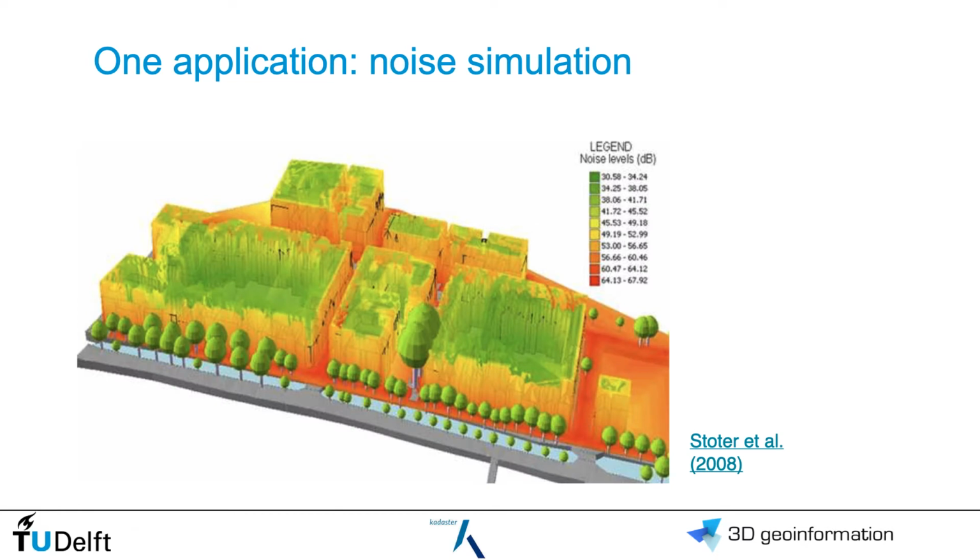Now, where is this data used? Of course, there are many applications, but one very important application of 3D city models for us and the Dutch governments is noise simulation. Part of the data generated in this project was modeled in such a way that it can directly be used in studies about noise propagation.